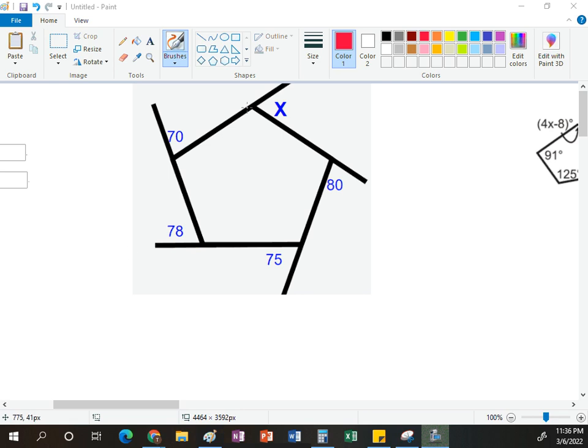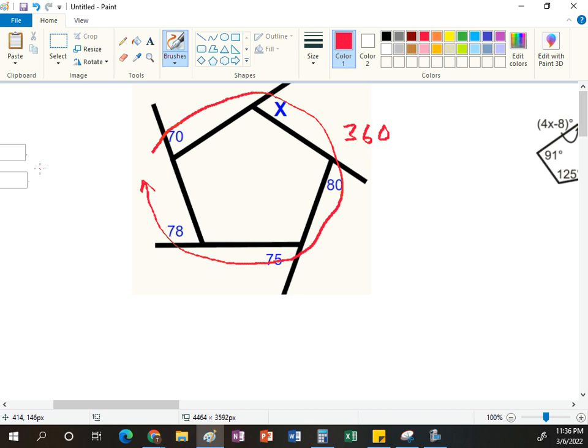Problem number 2 looks like this. We have the exterior angles in a polygon. In this case, it's a pentagon, but it doesn't actually matter. We know that these angles around the outside of the shape have to add up to 360. So all we have to do in this case is take 360 and subtract the angles that we know, and whatever's left is going to be the missing angle for x.